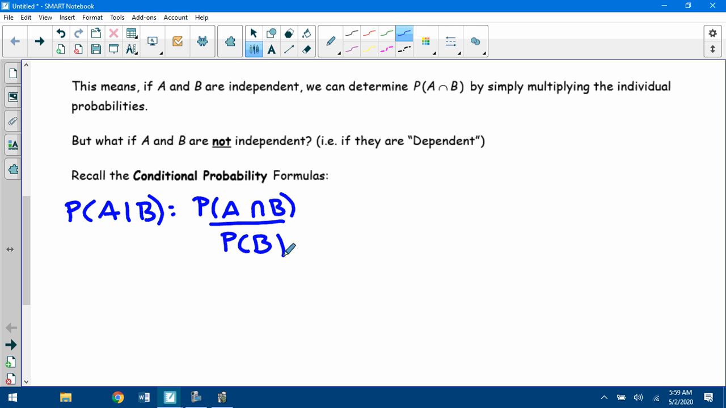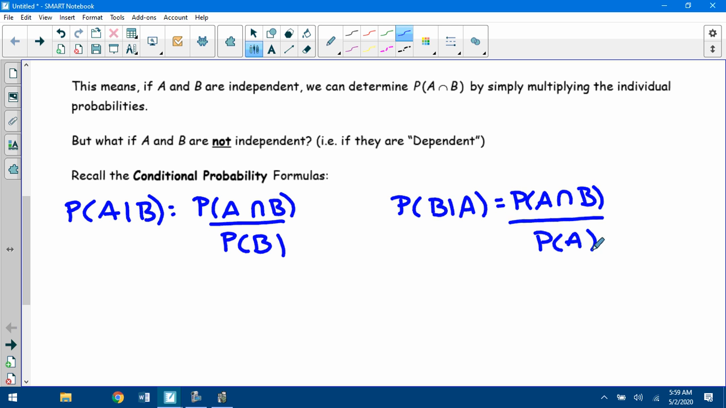Or if it was written in the other way, probability of B given A was the probability of A and B over the probability of A. Now, these formulas didn't rely on A and B being independent whatsoever. And they also have the AND probability as part of them. So I could cross multiply and rearrange, solve for that AND probability, and get another formula for AND.